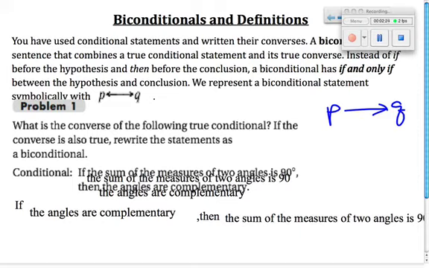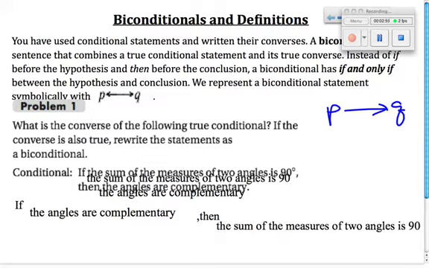So in essence, I'm doing two things here. I'm introducing our new lesson, and I'm also going over one of the problems from last night's homework. So let's make sure that we are clear about it. First of all, I switched the statement around, making it the converse. The next thing that was also asked of you in last night's homework was, is that converse true? So, if the angles are complementary, then the sum of the measures is 90. Is that statement true?